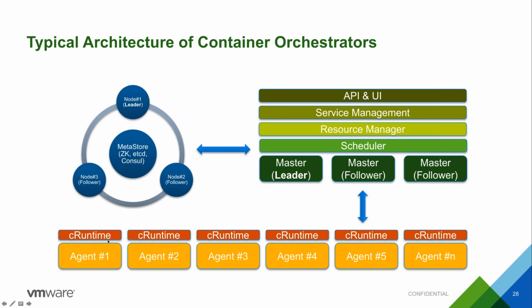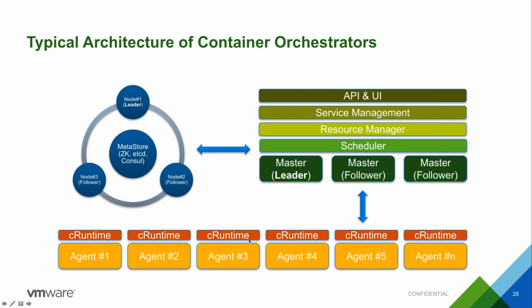And then you have the agents, which are the workhorses that run a container runtime. This could be Docker. Kubernetes by default uses Docker. Swarm obviously uses Docker as an engine, but it doesn't have to be Docker as a runtime, it could be another container runtime. For example, Mesos uses its own containerizer.